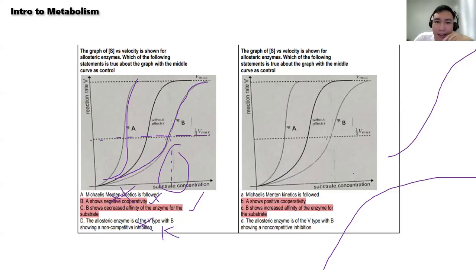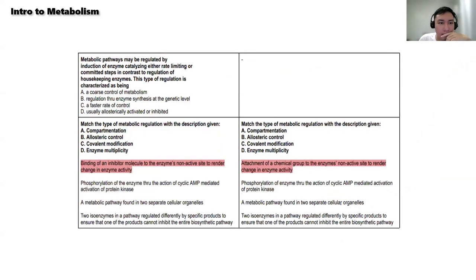Dito naman sa 2026, ang binago lang is A shows positive cooperativity, which is true. This is indeed positive cooperativity. Tapos itong letter C, B shows increased affinity daw. This is false. This is decreased affinity. Di ba? You increase the Km, you decrease the affinity.